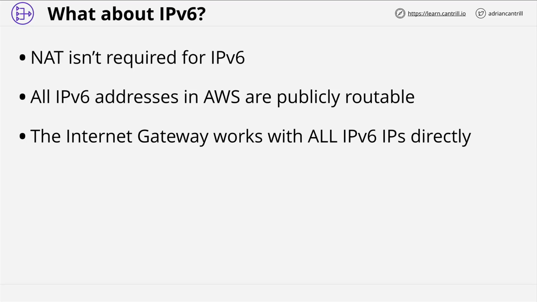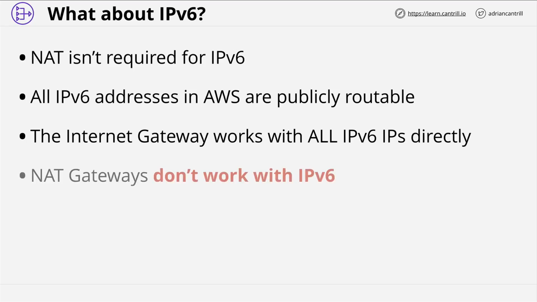As long as you don't have any NACLs or any security groups, any IP version 6 IP address in AWS can communicate directly with the AWS public zone and the public internet. So the Internet Gateway can work directly with IP version 6. NAT gateways do not work with IP version 6. They're not required and they don't function with IP version 6. So for the exam, if you see any questions which mention IP version 6 and NAT gateways, you can exclude the answer. NAT gateways do not work with IP version 6.